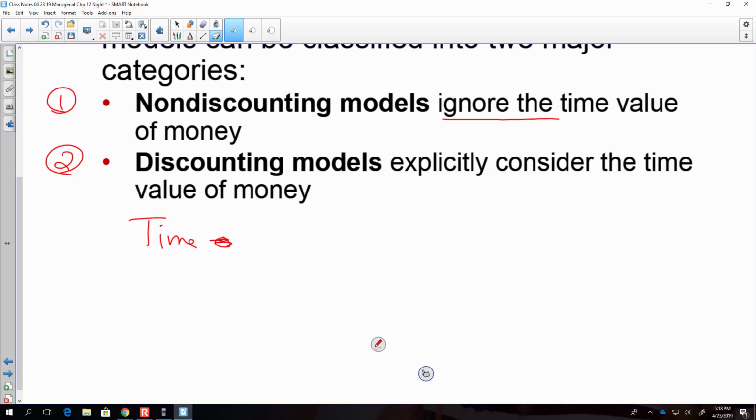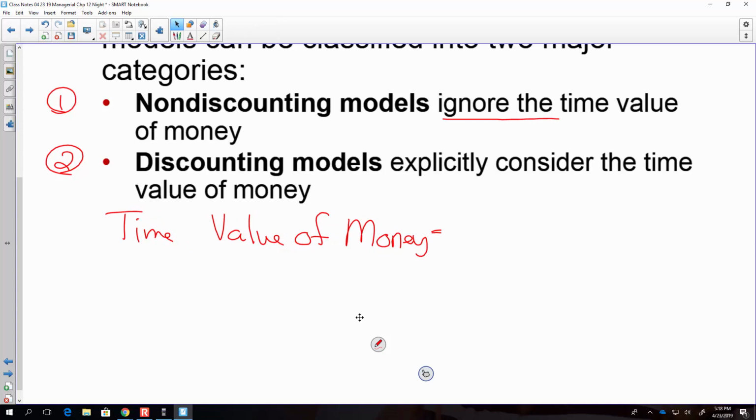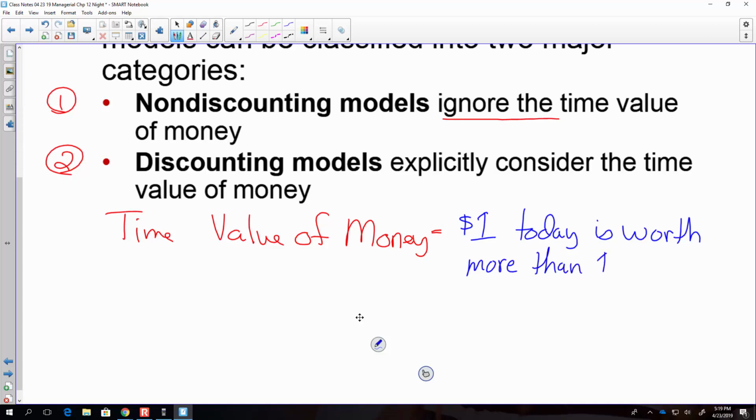I want to just write down the time value of money. Does anybody have a definition here for time value of money? What does that mean? Anybody? Time value of money? No, it's actually: $1 today is worth more than $1 tomorrow. $1 today is worth more than $1 tomorrow.